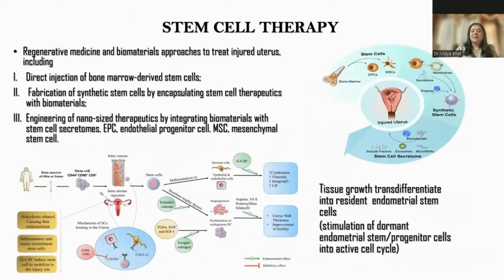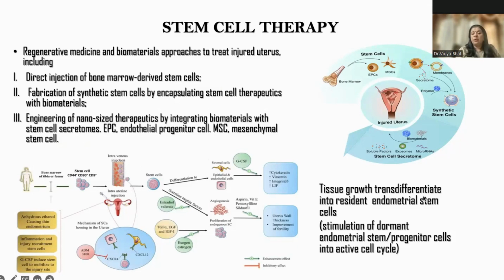What is the stem cell therapy? This is regenerative medicine and biomaterial approaches to treat injured uterus and the ovaries. So direct injection of bone marrow derived stem cells, that is you take from the iliac bone and then you do the centrifuge, and then you process it and then you inject. So the fabricated synthetic are yet to come, and engineering of nanoparticles are yet to be done.